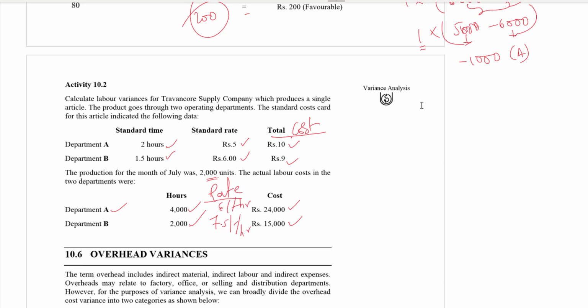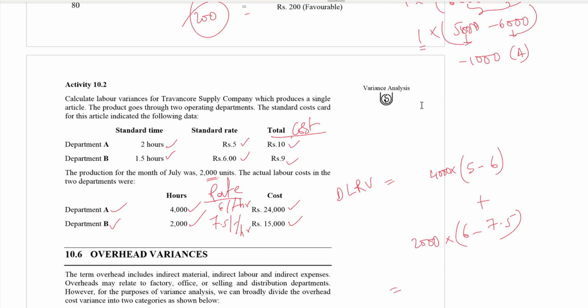Now we will calculate the direct labor rate variance, how the rate is changing. In department A, it changed from 5 rupees to 6 rupees, which means there is an adverse balance here. In department B, it changed from 6 rupees to 7.5 rupees. 6 rupees is the estimated rate and 7.5 rupees is the actual rate. In department A, 5 rupees is the estimated rate and 6 rupees is the actual rate. This is the rate, but we also need how much time they actually worked.